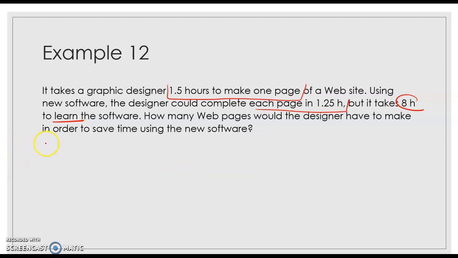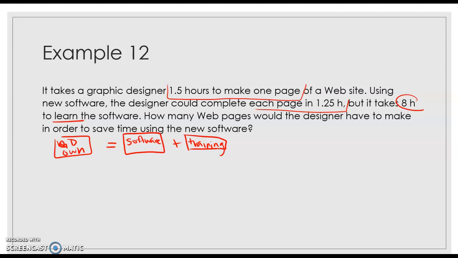So we're going to start with thinking of the equation. I want to know when the web designer, or we'll call it graphic designer, GD, on their own, equals the amount of time it takes for the software plus the training.